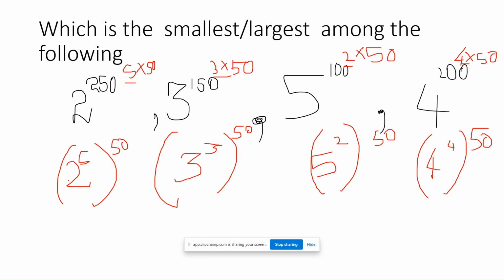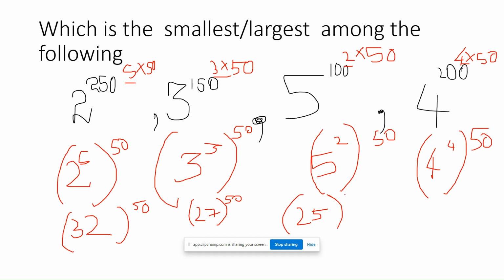So now you split it. 2 to the power of 5 is how much? 32. 32 to the power of 50. Now next, 3 to the power of 3 is how much? 27. 3 threes are 9, 9 threes are 27, to the power of 50. Now next, 5 square is how much? 25. 25 to the power of 50. Now next, 4 to the power of 4 is how much? 256, to the power of 50.